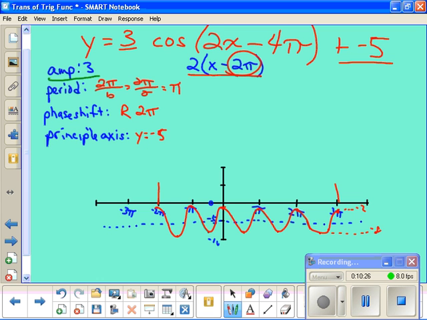All right? So using some of those things to determine a graph of a cosine, sine, or tangent function. Here we used cosine to do all the different shifts and amplitude changes to a function. Transformations of trig functions.